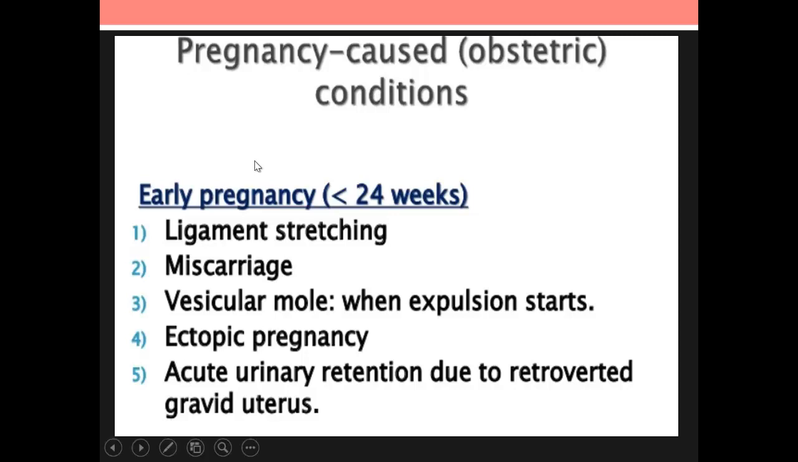Pain in early pregnancy again. In early pregnancy, less than 24 weeks, the pain may be only due to ligament stretching, or the patient is about to have a miscarriage. Molar pregnancy, because when expulsion starts and there is acute distension of the uterus, sometimes there is pain. Ectopic pregnancy, of course, and acute urinary retention in early pregnancy sometimes occurs and causes pelvic pain.